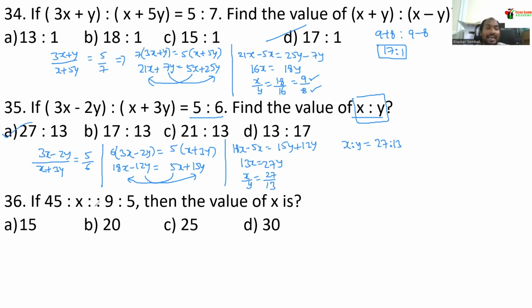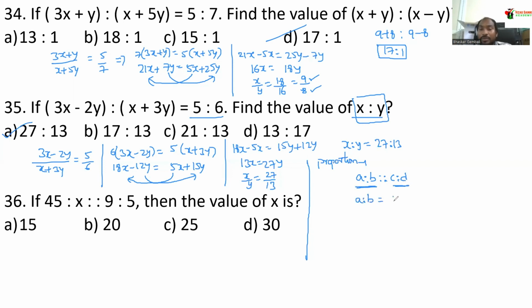Now question 46. 45 is to x is as 9 is to 5. So we already discussed proportion. Proportion is nothing but, I explained that day, a comparison between two ratios and those are equal. That's called proportion. Proportion means what? It's a comparison between two ratios and those are equal. That's called proportion. Where there is a ratio on this side, there is a ratio on that side too. That is what we call proportion.